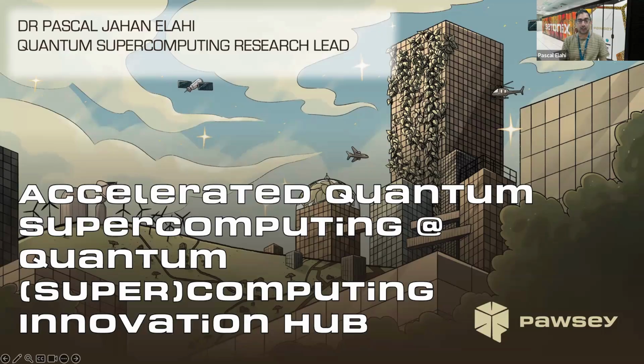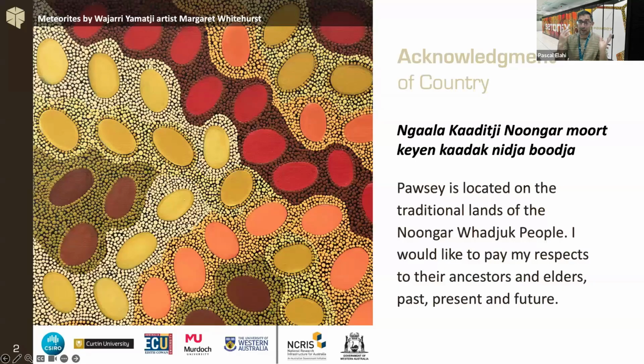I'm based in Australia, and one of the traditions that we have in Australia is an acknowledgement of country. Pawsey sits in Perth, but it also sits on the traditional lands of the Noongar Whadjuk people. I'd like to pay my respects to their elders past, present, and future, and their ancestors as well.